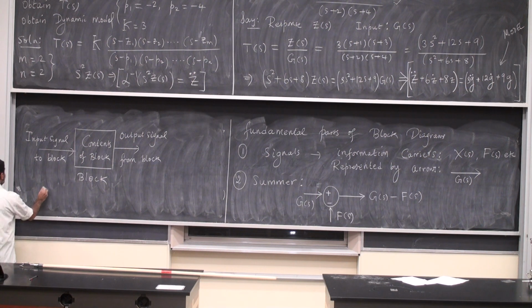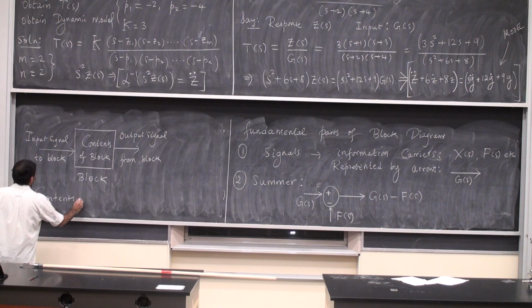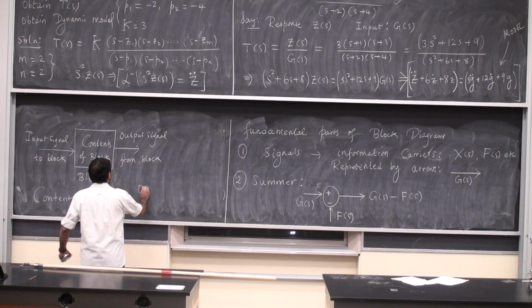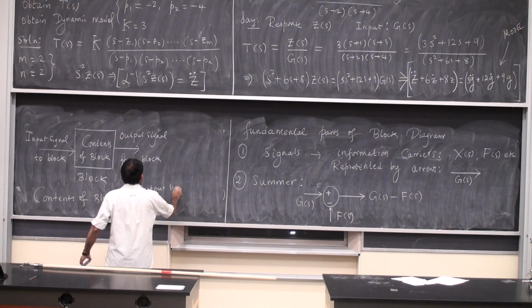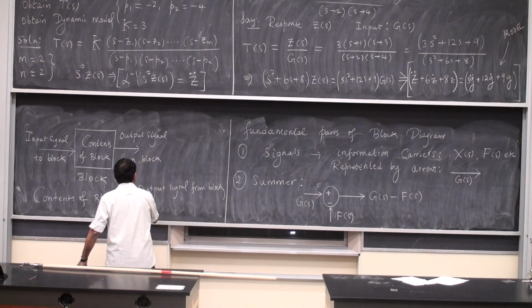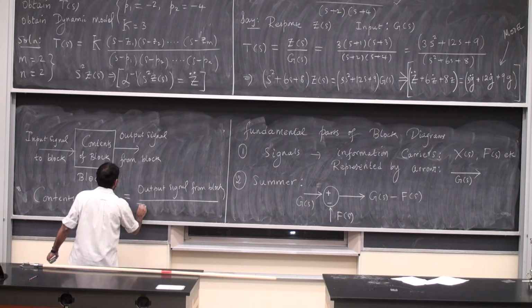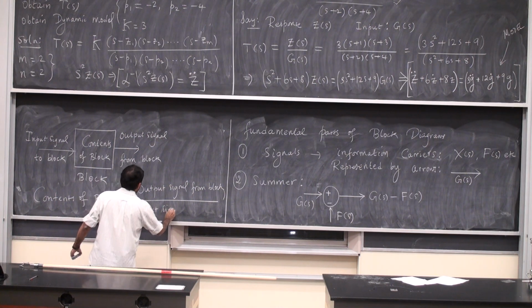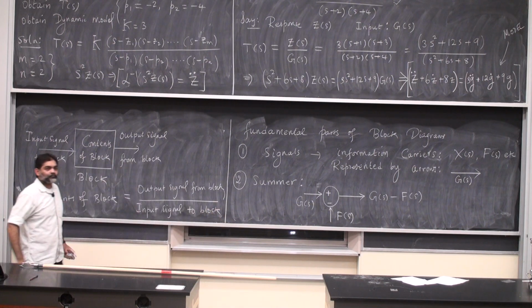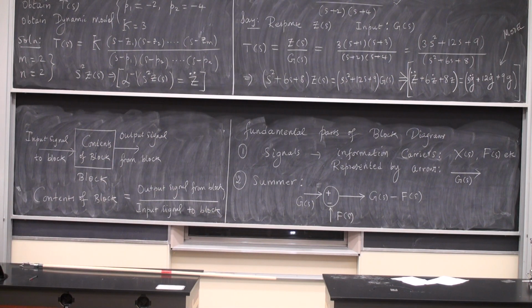Okay, so here is the relationship: contents of the block is equal to the output signal from the block divided by the input signal to the block. Have you seen this before? It's a transfer function. That's all it is.